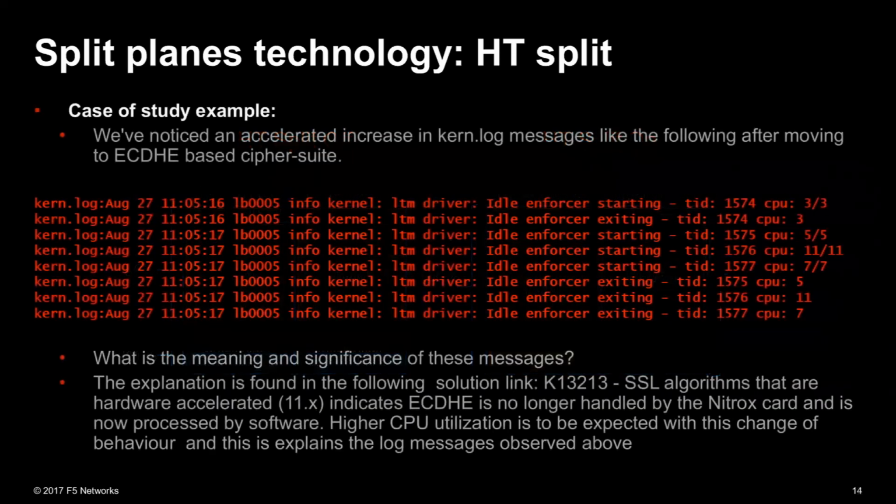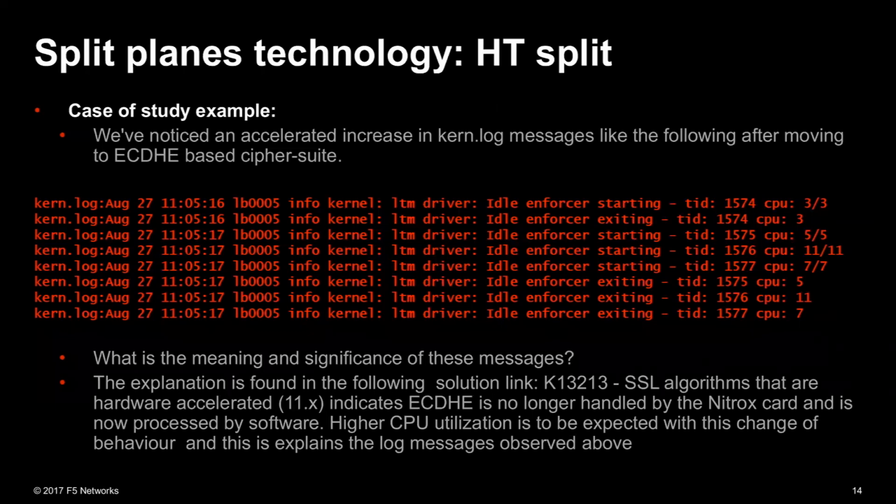So this is just to show an example of a case study. On the kernel log, we noticed that the idle enforcer was triggered. So something happened. We might think that at some point TMM is now requiring more resources. We noticed an accelerated increase in kernel log messages like the following. And the change was the ECDHE, Diffie-Hellman based cipher suite.